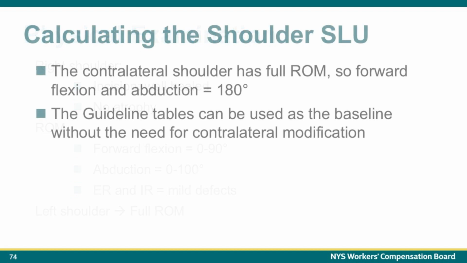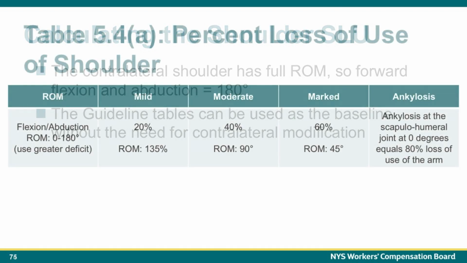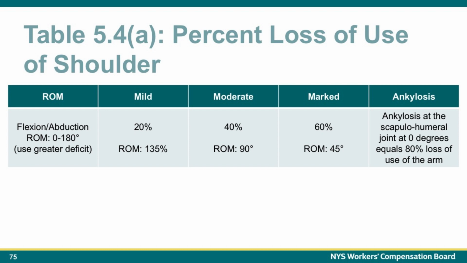Utilizing the table from the 2018 guidelines, full range of motion for the left shoulder would be 180 degrees. Therefore, the contralateral shoulder has full range of motion, which is 180 degrees. In this case, abduction of 100 degrees and flexion of 90 degrees fall into the moderate category.